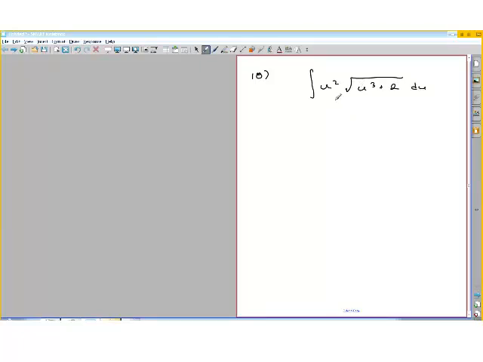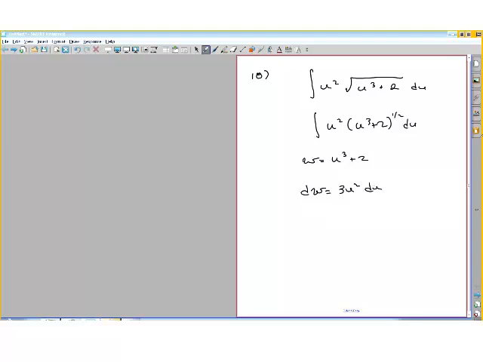So we'll use w substitution because the variable is u. We're going to let w equal the inside. Oh, we forgot to do one thing: I have to rewrite it as a fractional exponent first. So we get u squared times u cubed plus 2 to the 1/2 power du. Now w is the term in the parentheses, so dw is 3u squared du.